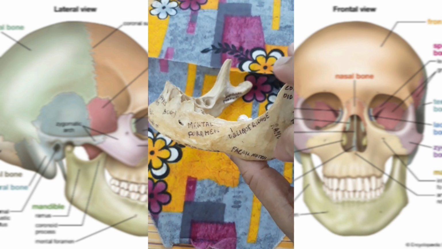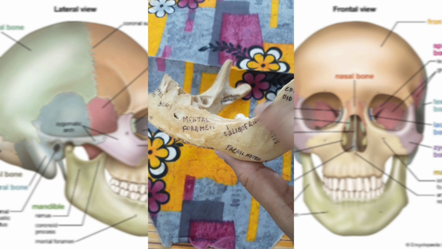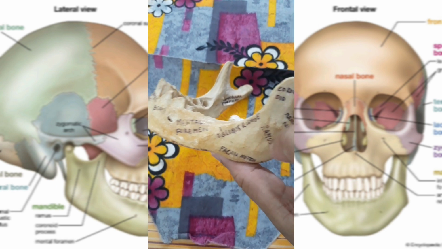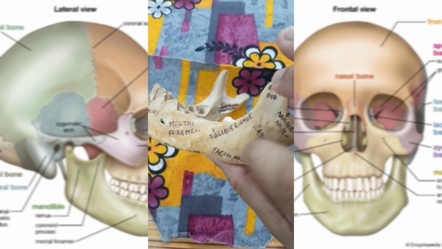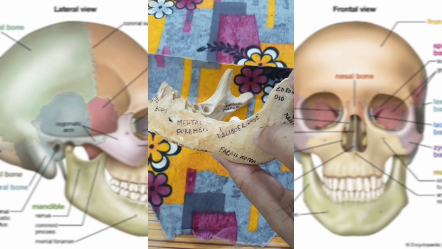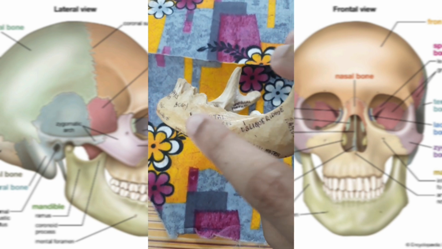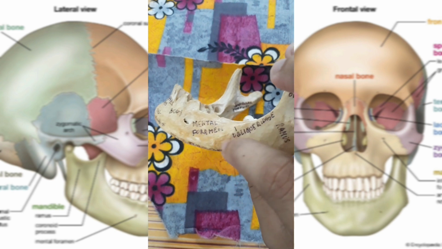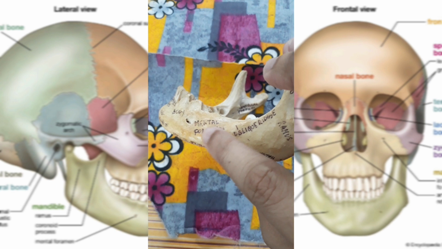Next, move on to the features of the external surface of the body. Sorry friends, let's continue. The features of the external surface of the body are the symphysis menti. What is this symphysis menti? It's a faint median ridge on the external surface of the body. So symphysis menti is nothing but a faint median ridge on the external surface of the body.